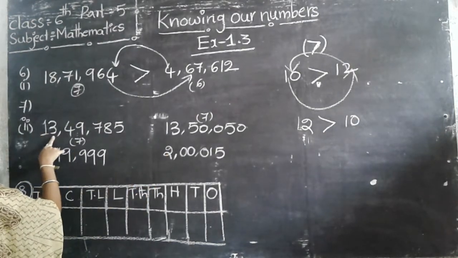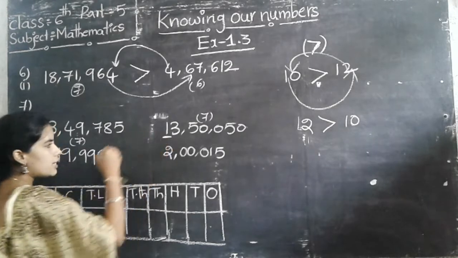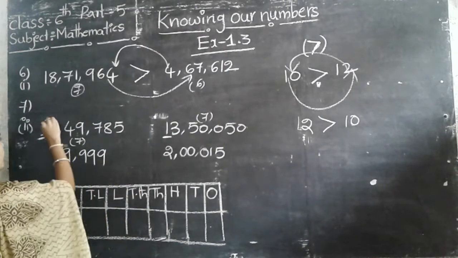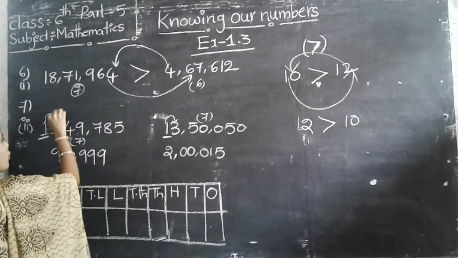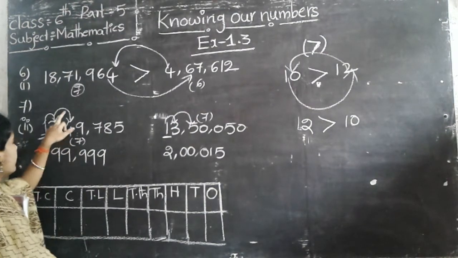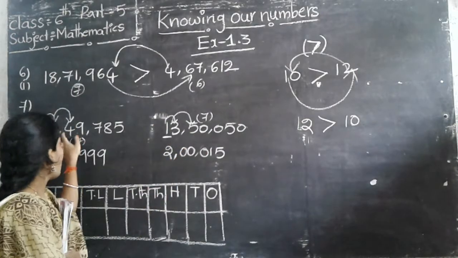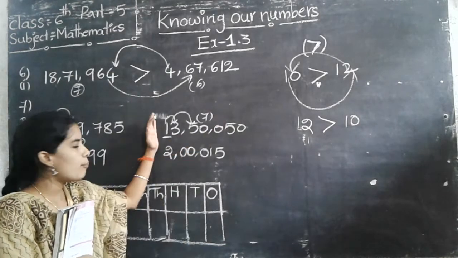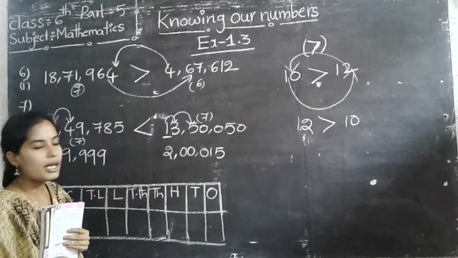That is 13,49,785. Here the 10 lakh position is the same on both sides, 1 and 1 are equal. If it is the same, go to the next place value, that is 3. Here also 3, again the two numbers are the same. Next go to the next place value, that is 10,000. In this 10,000 position, here 4 is there, here 5 is there. Compare this 4 and 5, which is greater? 5 is greater, so this total number will be the bigger number. So in this case compulsorily we have to use the less than symbol.